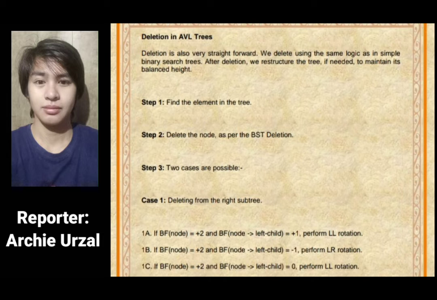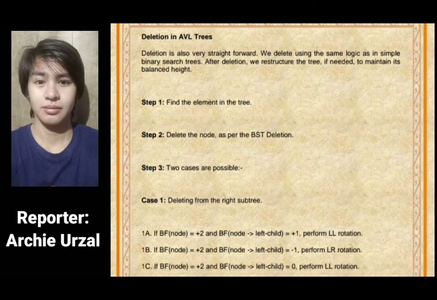There are steps to be performed in deletion in AVL trees. First, find the element in the tree. Step 2, delete the node as per the binary search tree deletion. And in step 3, there are two cases possible.